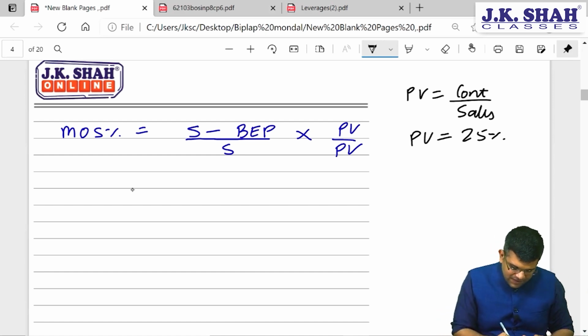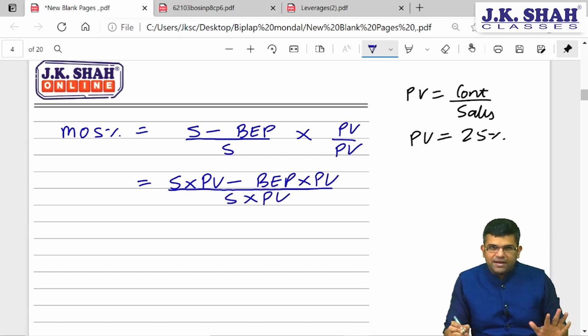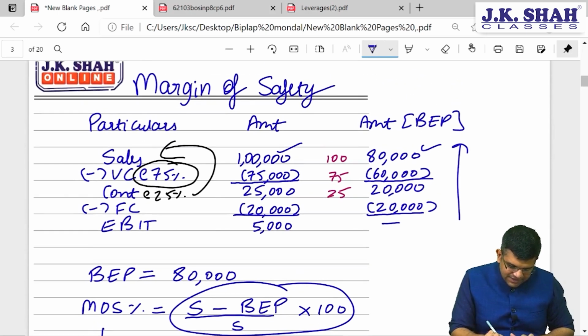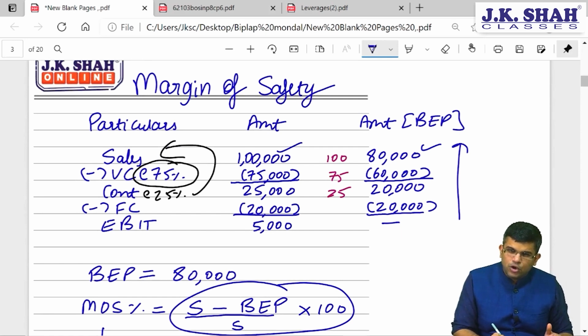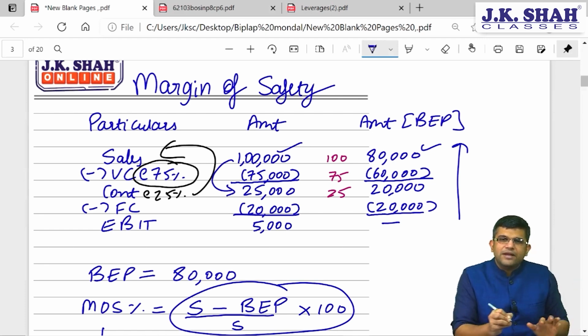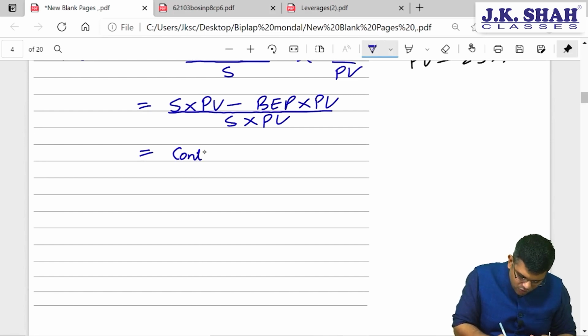Everybody clear till here? Now children, moving ahead with this equation, if this is to be multiplied and divided by PV, it will be sales into PV minus break even point into PV, the whole divided by sales into PV. Everybody clear? Now sales into PV: sales here are rupees 1 lakh. If I multiply by the PV ratio 25%, I will get the contribution. So sales into PV ratio is the contribution. Instead of sales into PV, I will write contribution.